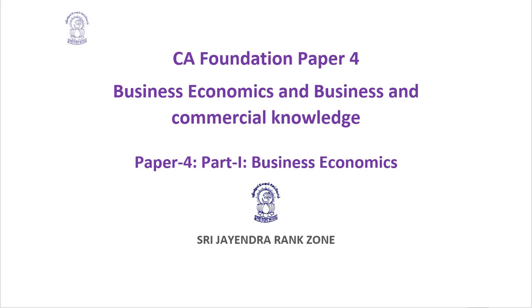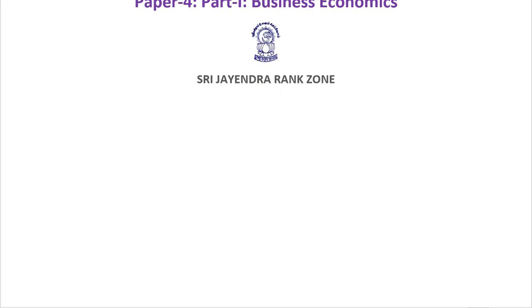In this lecture, we'll continue with Chapter 4, that is Price Determination in Different Markets, and in particular, we'll continue with Unit 3, that is Price Output Determination under Different Market Forms. All the concepts will be covered in the coming series of lectures. This is lecture number 5.